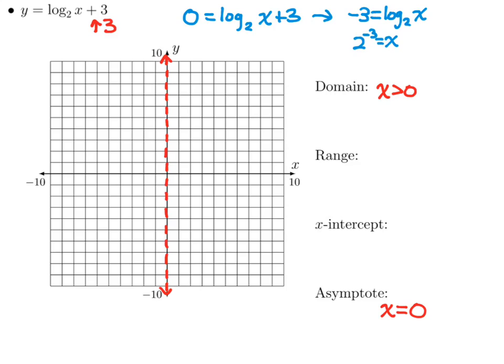Because x is inside the logarithm, you need to proceed by changing the format from logarithmic into exponential. So 2 to the negative third equals x, but 2 to the negative third is really 1/8. So the x-intercept is (1/8, 0), or if you prefer the decimal version, it's about (0.1, 0).